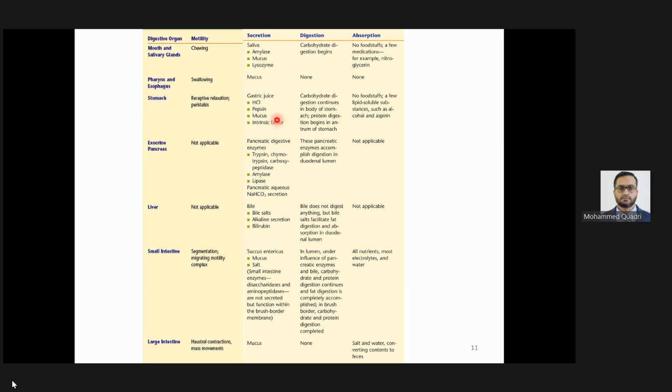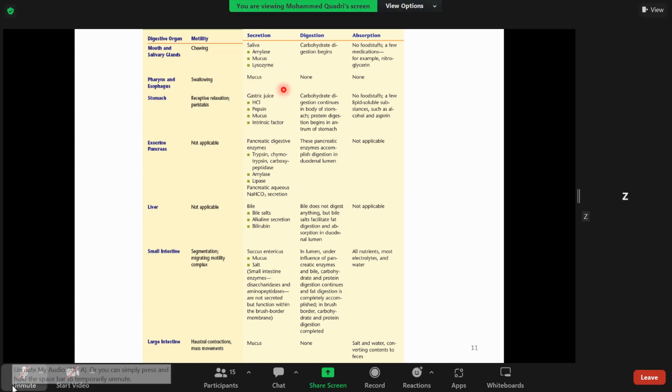Okay, so now these are the contents. I will not go into the details of the functions. You know the function of each. How much is the gastric secretion? 1.5 liters. Control: how is the gastric secretion controlled?